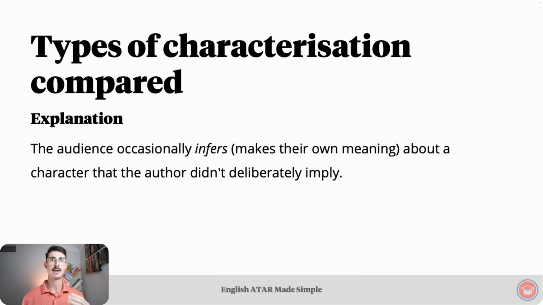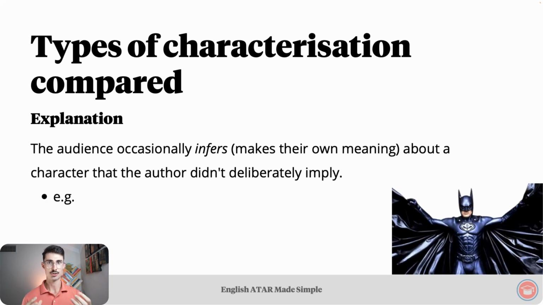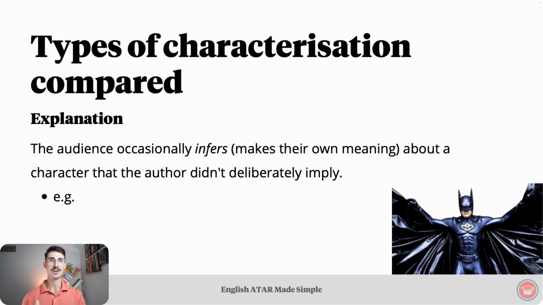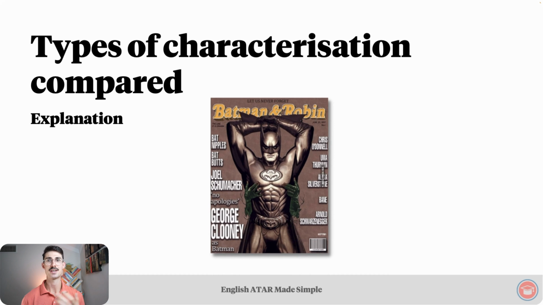But because ideas about characters are more often implied and rarely just directly told to us as an audience, sometimes the audience can infer or make their own meaning about a character that the author didn't intentionally imply. For example, I doubt Joel Schumacher, the guy who directed Batman and Robin, which came out in 1997, intended to imply any meaning in particular by including nipples on the Batsuit. However, the audience inferred that including the nipples was just a joke, and it consequently became the subject of many memes.